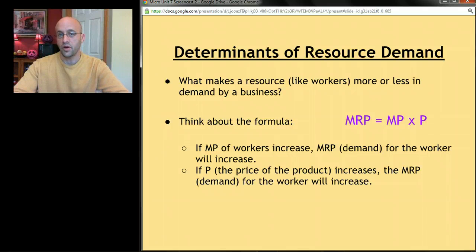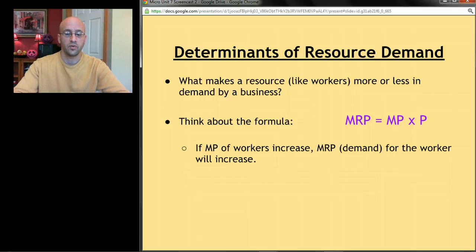Alternatively, if the price of the product that the worker produces increases, the demand for that worker is also going to increase. Now this students have a little bit of trouble with, especially this first point. Some students think that if workers become more awesome, if marginal product rises, you'd actually want less of those workers. But that's kind of faulty logic. It's not a zero-sum game. Think back to product markets.